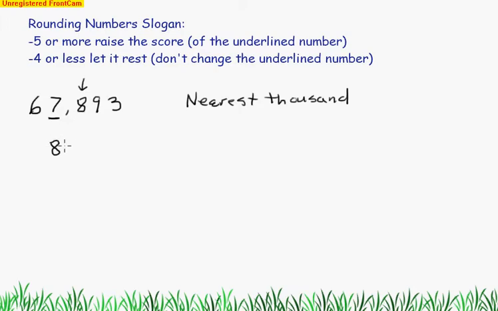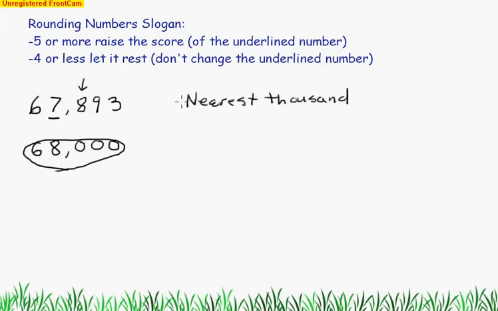Now once you do that, the next step would be to change all the numbers to the right of that number to a 0. And then the number to the left of the underlined number stays the same as a 6. So my new number, when rounding 67,893 to the nearest thousand, would be 68,000. So I would say to my friend, hey, 68,000 people attended that Jacksonville game, about 68,000 people.